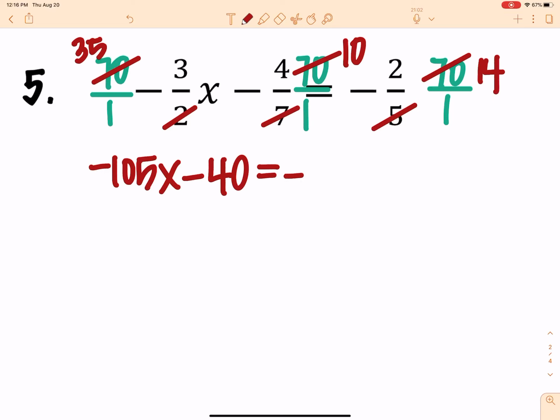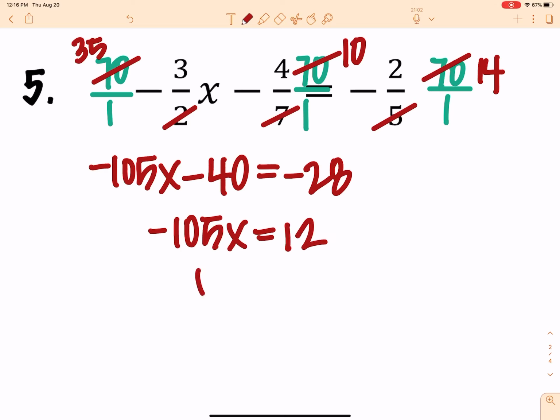Okay, -28. Okay, and then we just solve, so I get -105x. If I bring 40 over, I get 12 left over. So x equals -12 over 105.